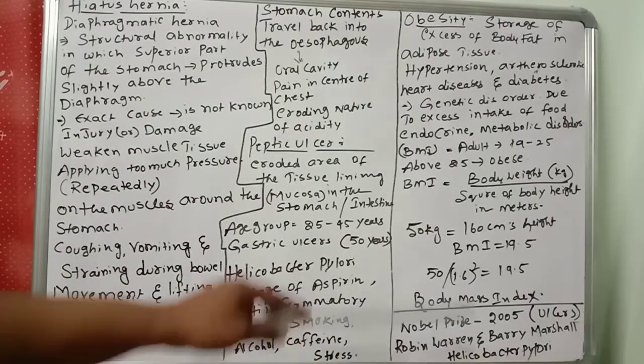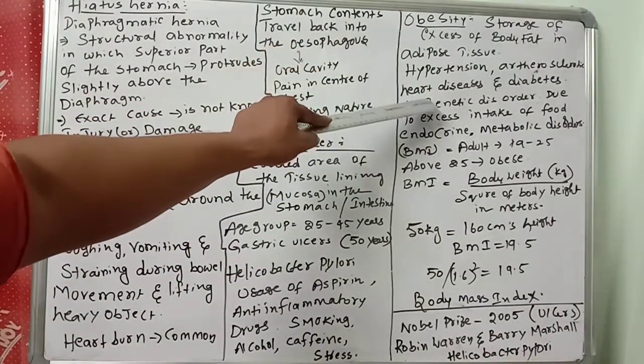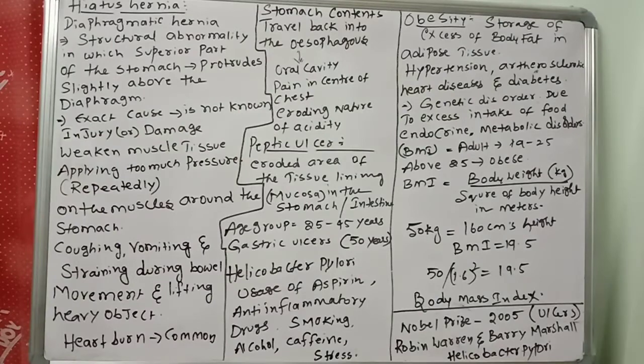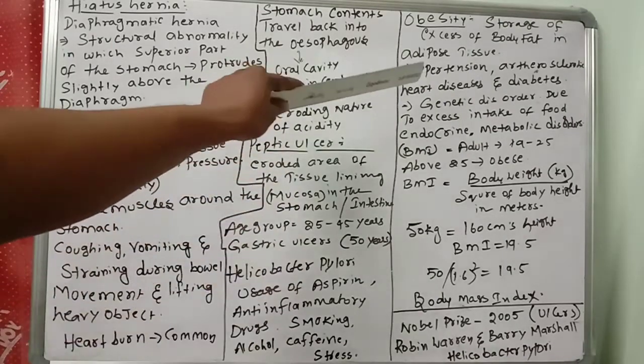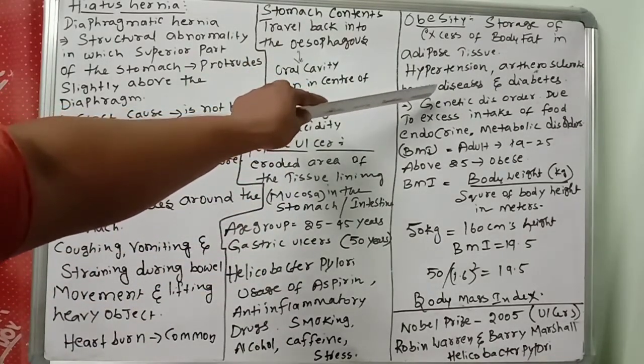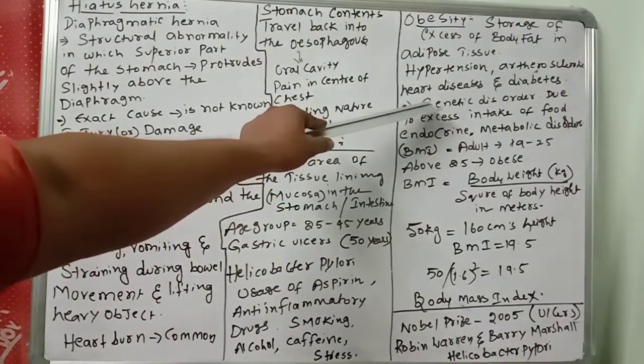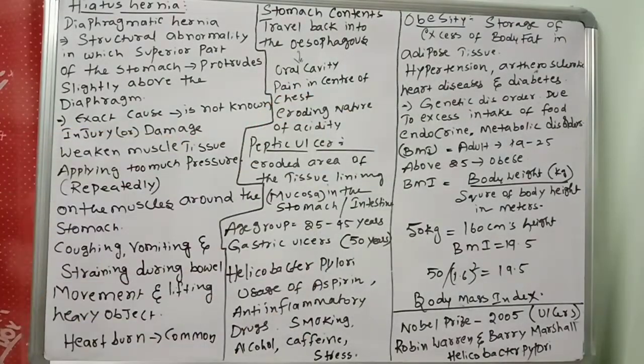But obesity is not only because of overeating. Remember this point also. Obesity is not only because of overeating, but it is hereditary. It's a genetic disorder. Due to genes also, obesity will occur.